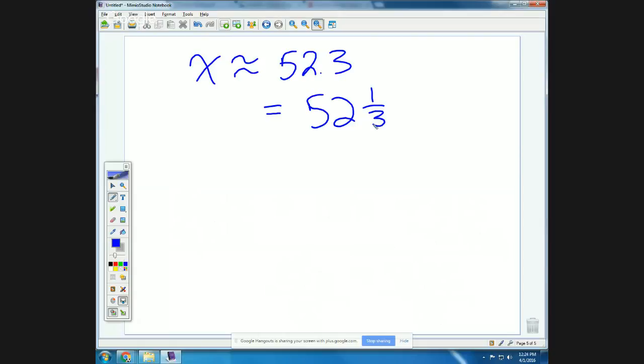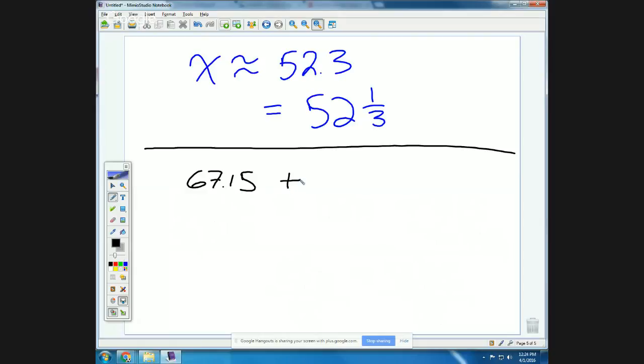You can leave it 52.3. Let's see what happens if we do. So let's check ourselves here. To check ourselves, we just go back to the first part of the problem. We know he's got about 67.15% of the points for the course so far. We're calculating that if he gets 52.3% of the remaining 15 points, then he'll be around 75%.